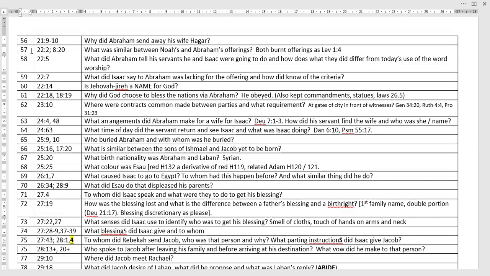Question 66. What is similar between the sons of Ishmael and Jacob yet to be born? They're going to have 12 sons each, basically. The answer's there. What birth nationality was Abraham and Laban? They're Syrian. You see the answer in 25 verse 20. So they weren't born a Hebrew. I think we talked about the word Hebrew earlier on. Abraham became a Hebrew. Question 68. What color was Esau? Red. And I'll talk about that when I talk about the word man and Adam in the early questions up above.